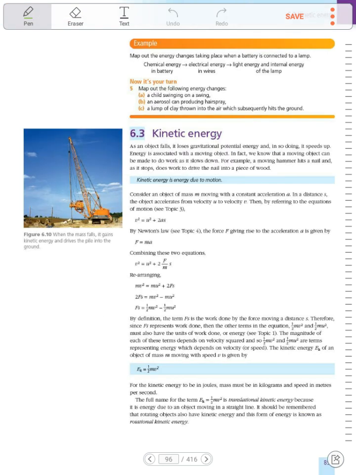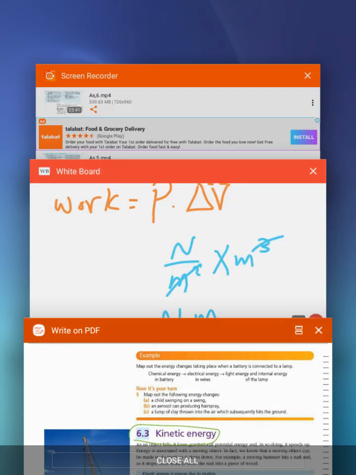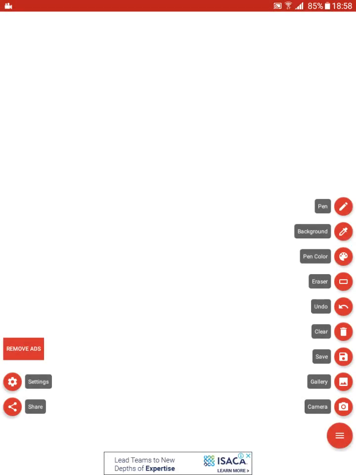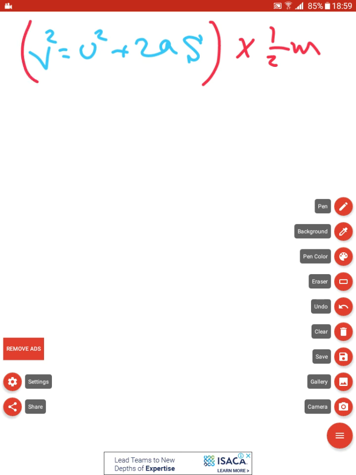Now, kinetic energy equals half m v squared. What is the relation between kinetic energy, the equations of motion, and work as well? We have v squared equals u squared plus 2as, which is an equation of motion. If we multiply both sides by half m, this will be multiplied by both terms because we have a positive sign here.